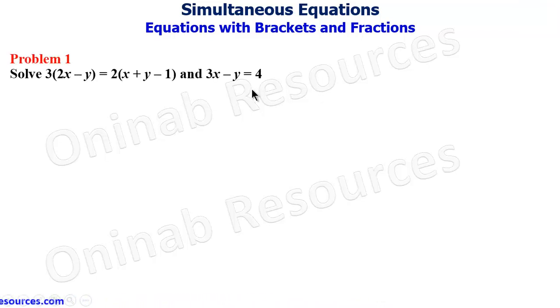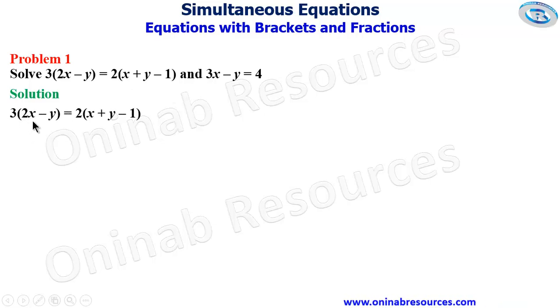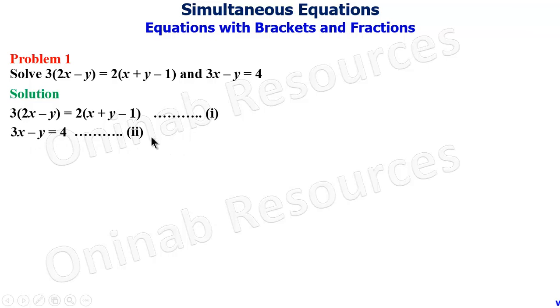So we start with problem 1. Solve 3(2x - y) = 2(x + y - 1) and 3x - y = 4. So in our solution, we label each of the equations. We have 3(2x - y) = 2(x + y - 1) as equation 1, and the second one, 3x - y = 4, as equation 2.